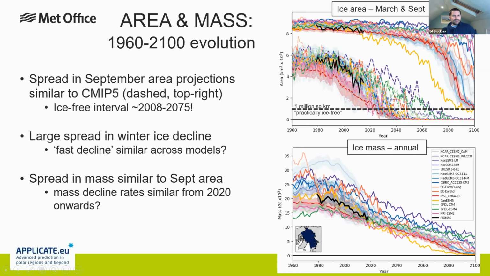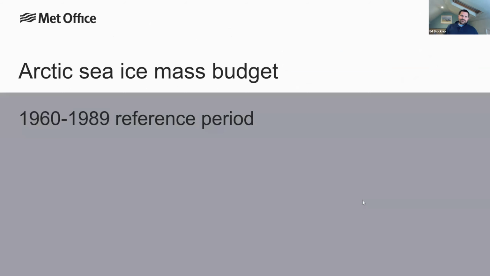There's also quite a big spread here in mass, although as you get into the later periods, 2020 onwards, the mass decline does look quite similar, the trend in each of the models, but again, that could just be wishful thinking. So there's quite a lot of spread between the simulated area and mass in these models, and we want to have a little look at what's driving that.